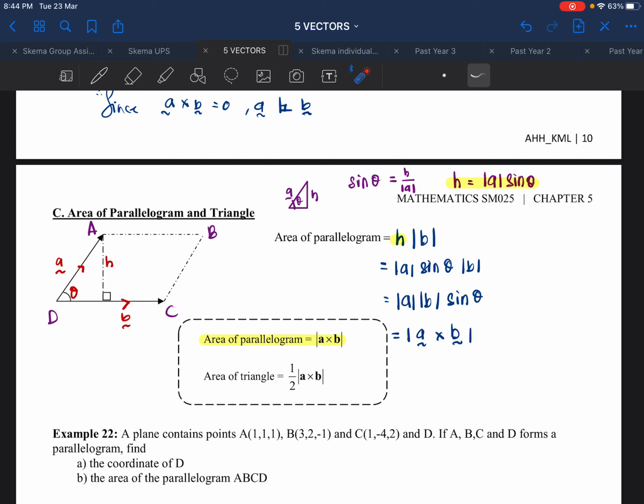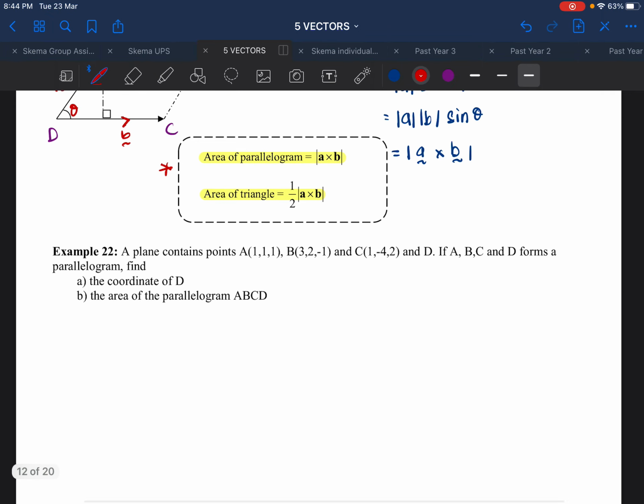Area of parallelogram ataupun kita ingat pun yang ni. Ini sekadar info untuk kamu lah. Yang paling kamu kena ingat yang inilah dekat sini. Area of parallelogram ialah magnitude of A cross B, which is area of triangle. Senang. Kita bahagi dengan 2 ataupun kita darab dengan 1/2 lah. So, ini kena ingat. Okay. So, ini wajib penting. Okay.